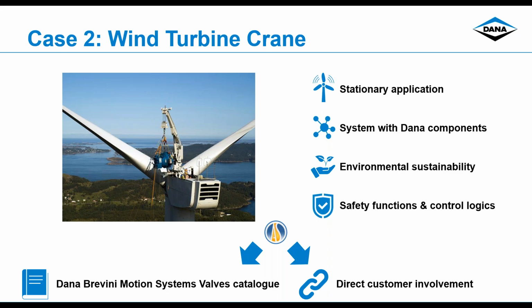And Automation Studio gives us the possibility to do this, because with the Dana Brevini Motion System valve catalogs, we are able to use all our products and to share them with the customer, involving them directly in the design and concept phase, and also sharing with them our configuration and our logics. So the relation with them is continually increasing, and it is still raising the level of our design process.